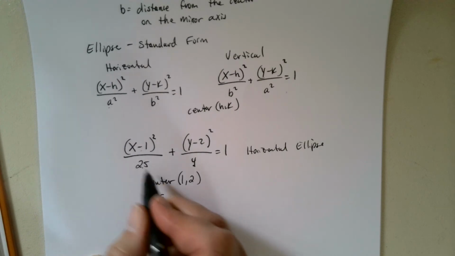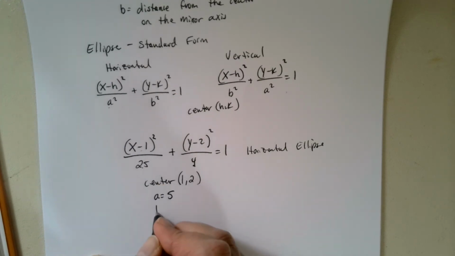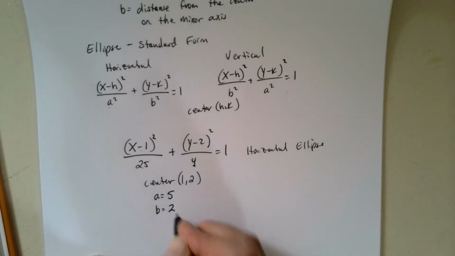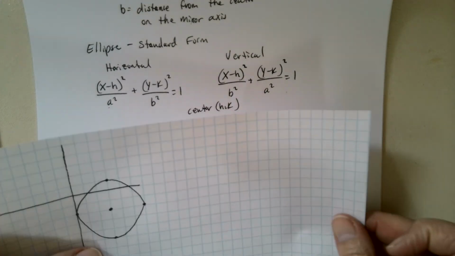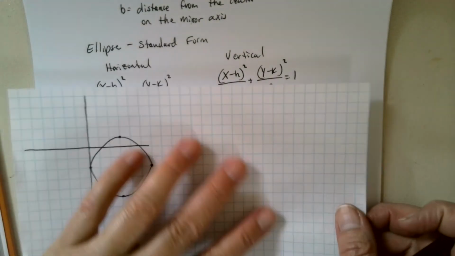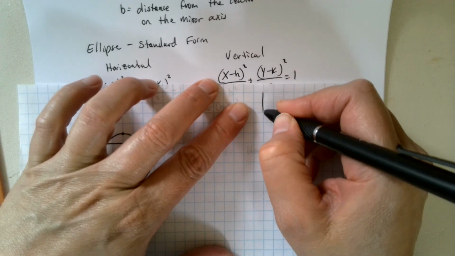And my a is the square root of 25, which is 5. And b is the square root of 4, which is 2. So I've got the information I need. I've got a center, I have a and b, and I know that it's going to be a horizontal ellipse. All right, so I've got my graph paper. I'm going to start my graph.